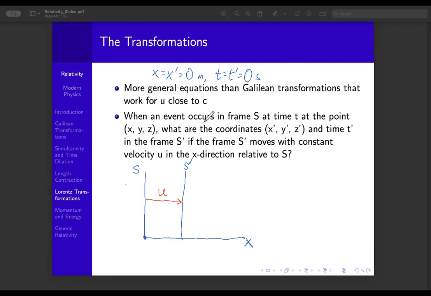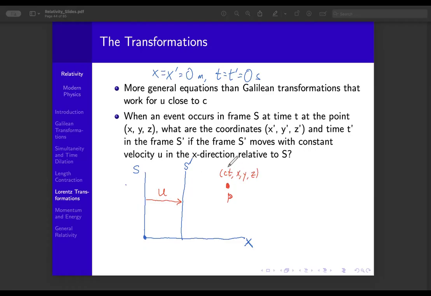The biggest question we have to answer to get to the Lorentz transformations is this: imagine that there is something happening, and that something happens at a point x, y, z in frame S, and it happens at time t. So that means we could put four different letters to go along with this event, which I'll call point P. It happened at point P, which is located at x, y, and z in space at time t.